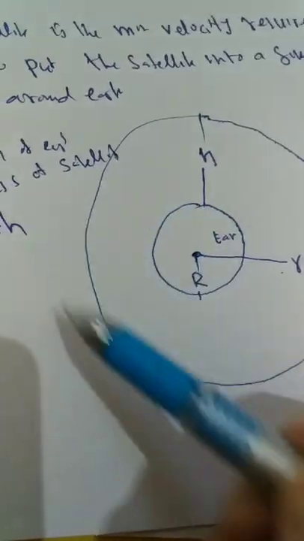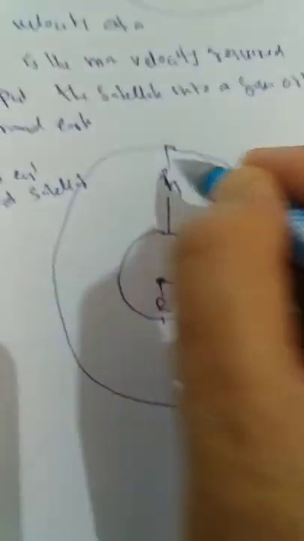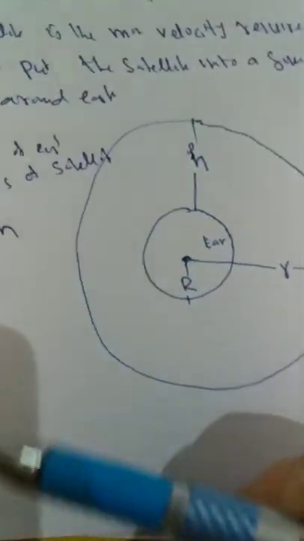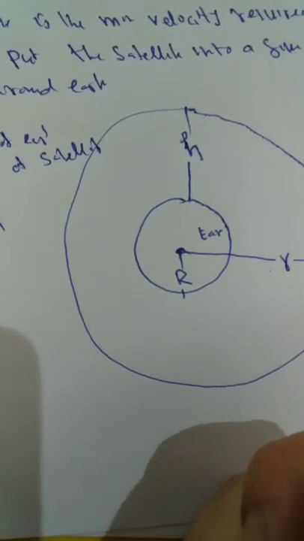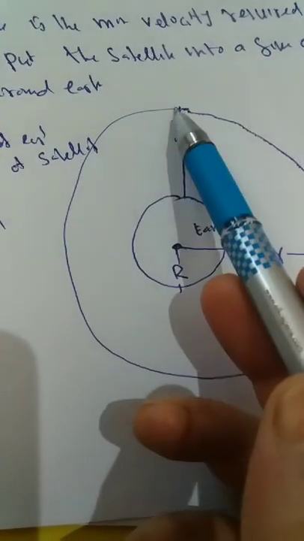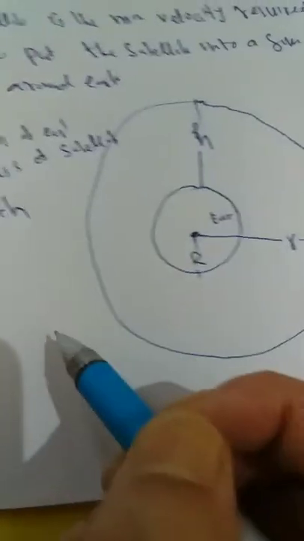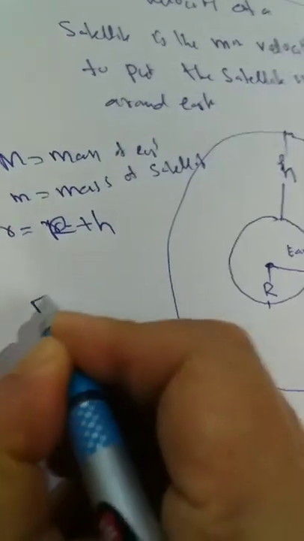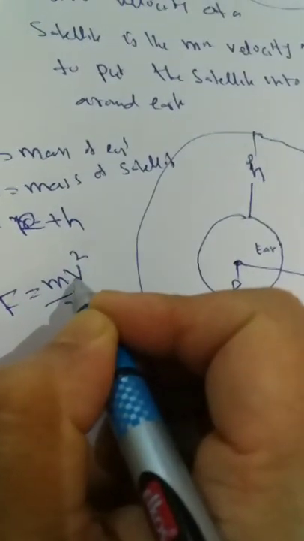But the satellite has to move in a circular path. When a satellite moves in a circular path, it requires a force. One force we have already derived is called centripetal force. That means the centripetal force required to move a body in a circular path around the Earth is F is equal to mv square divided by r. Here v is equal to the orbital velocity.